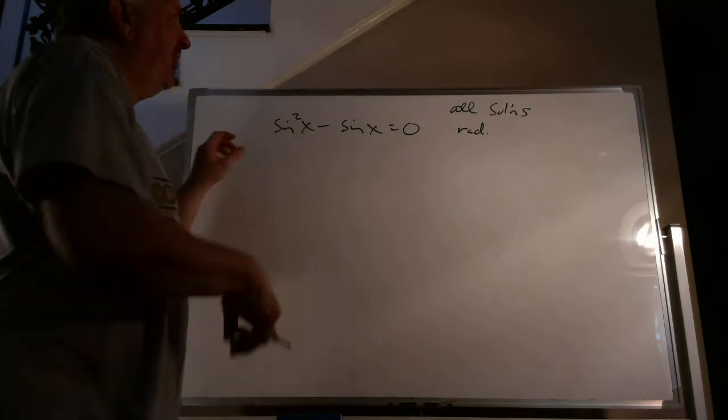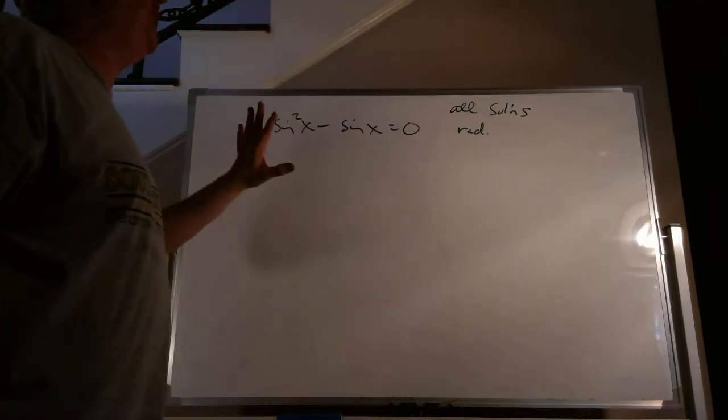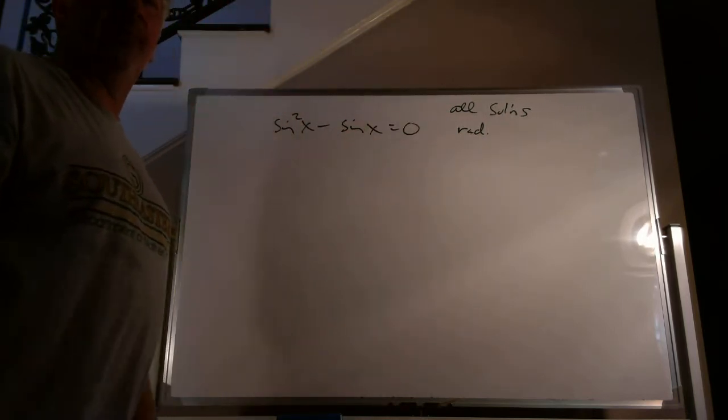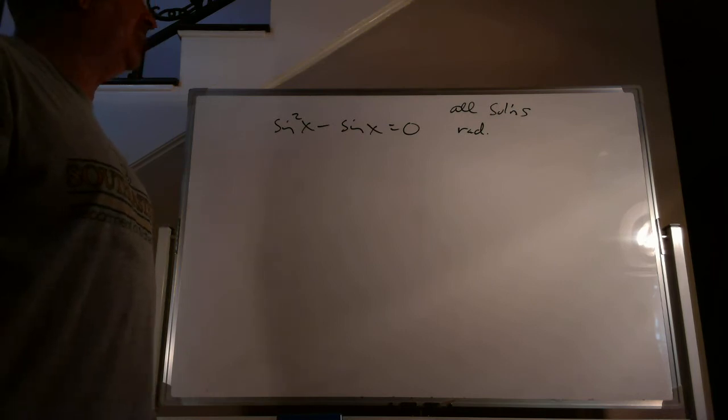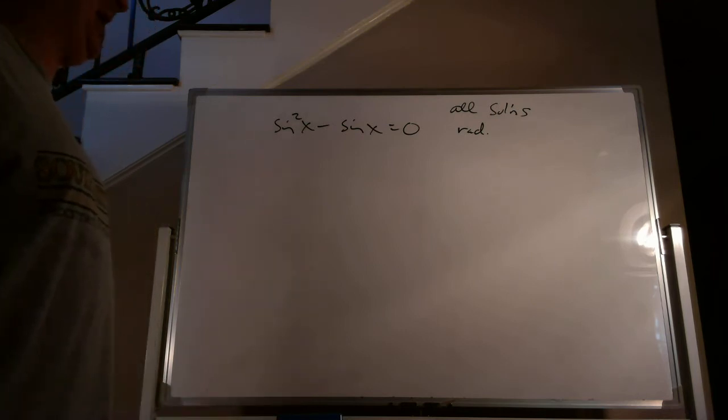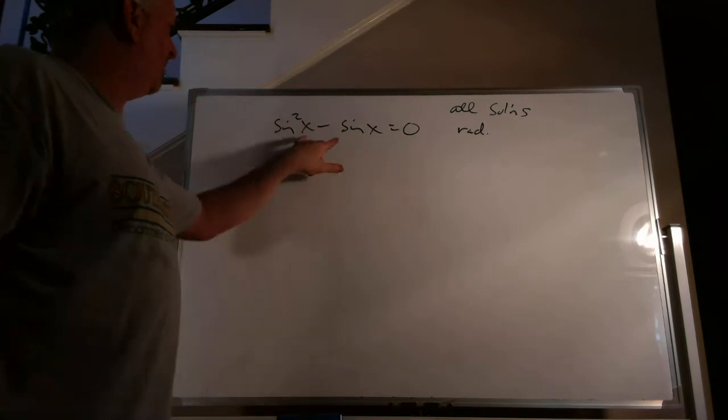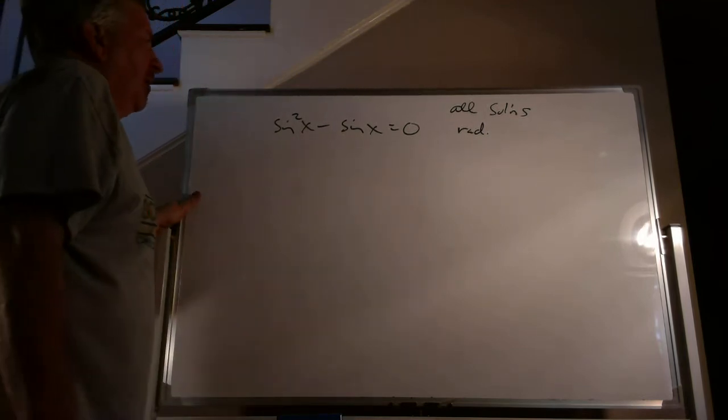Okay? So to find all solutions, let's just find all the solutions from 0 to 2 pi first. Let's just start there. Well, I already have this expression set equal to 0. What do you think we ought to do?